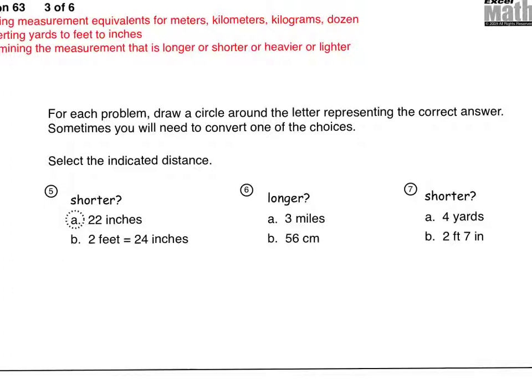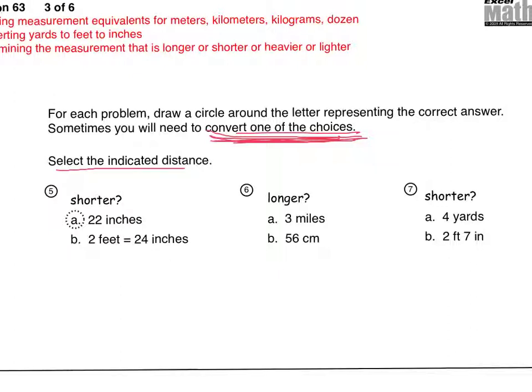All right, let's keep moving on here. For each problem, draw a circle around the letter representing the correct answer. Sometimes you will need to convert one of the choices. And if the answer is not super obvious, you need to justify your thinking by converting one of the choices so that it matches up with the other choice. I'll explain what that means in just a second.